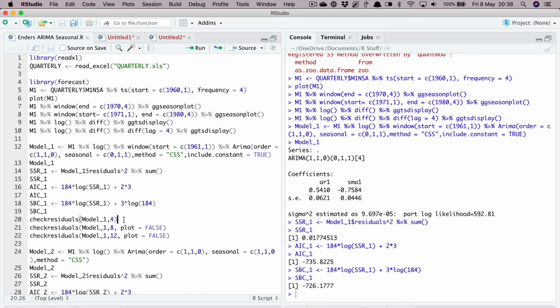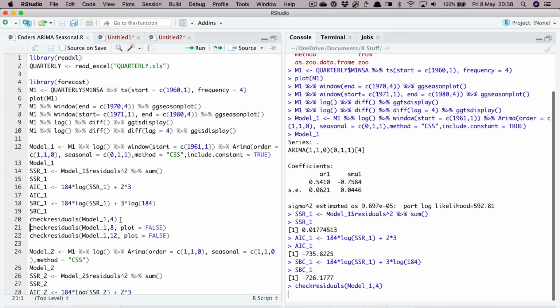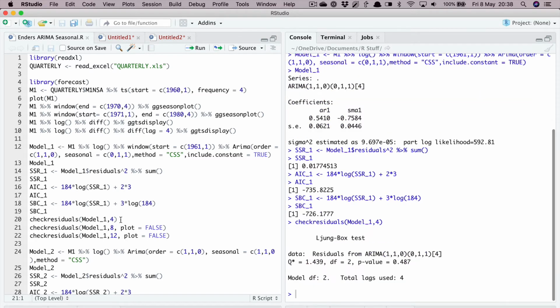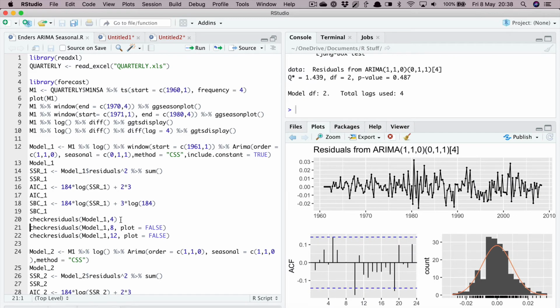Now, of course the model's no good if the residuals are not white noise. Let's use the checkresiduals function that I did previously to check the residuals for white noise, and I'm going to do a Ljung-Box test with 4 lags as well. So running that, as we saw in the previous video, this is a very nice function in forecast which will plot the residuals, plot the ACF and a histogram, and also run a Ljung-Box test.